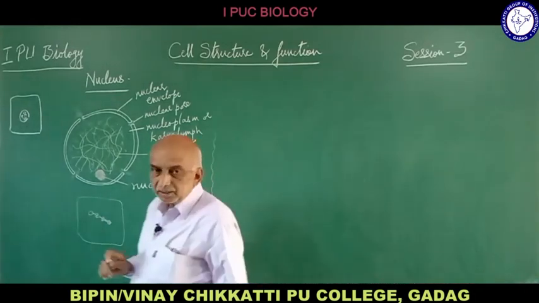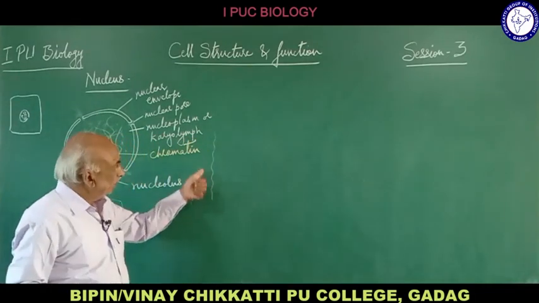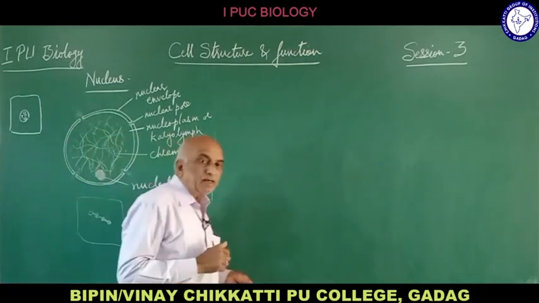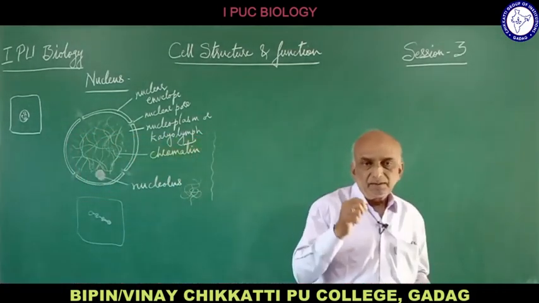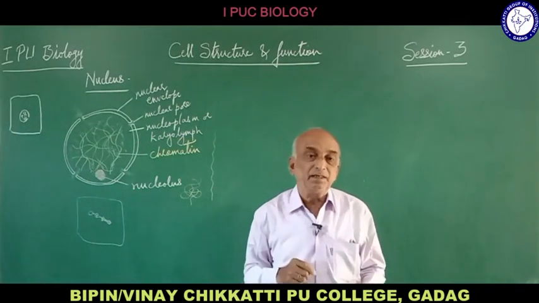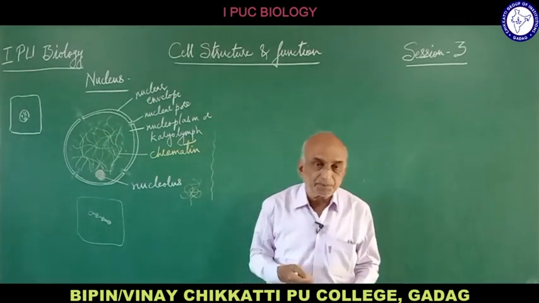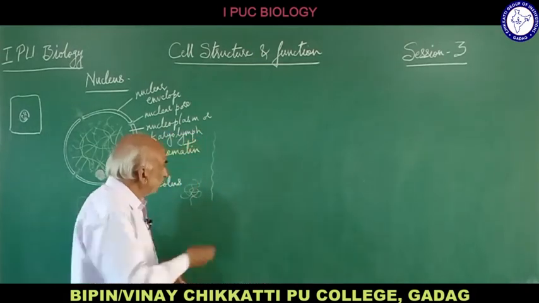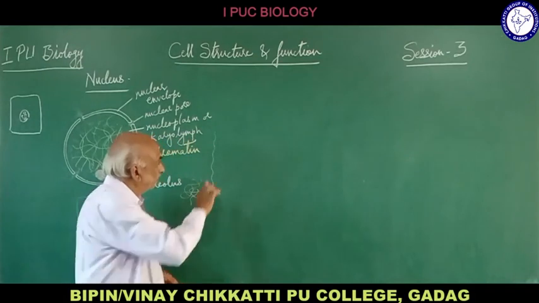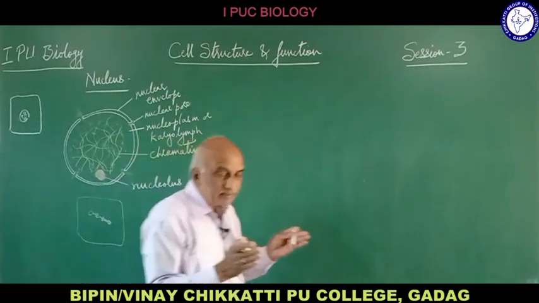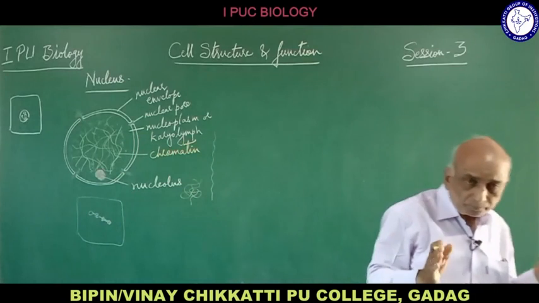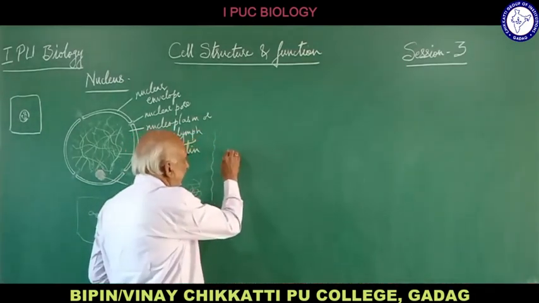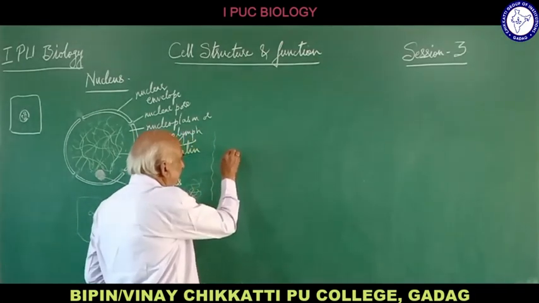Now these chromatin fibers cannot be seen clearly under the microscope at the time of cell division, because they are very fine and transparent in appearance. Because of their transparency, they are not distinct in the cell. Now this chromatin in the nucleus will condense, get shortened, and form a cylindrical rod-like structure like this.